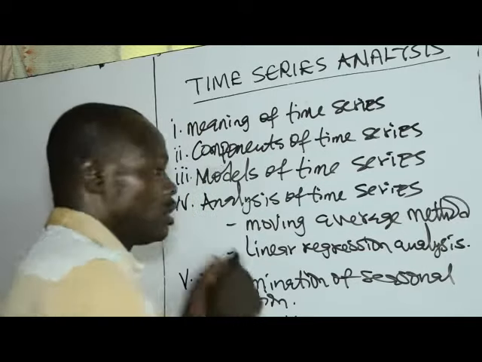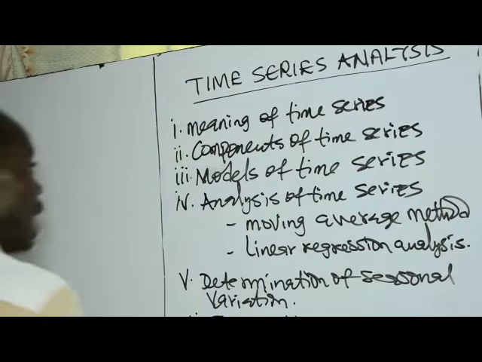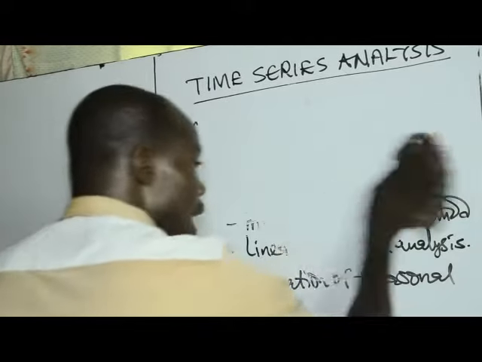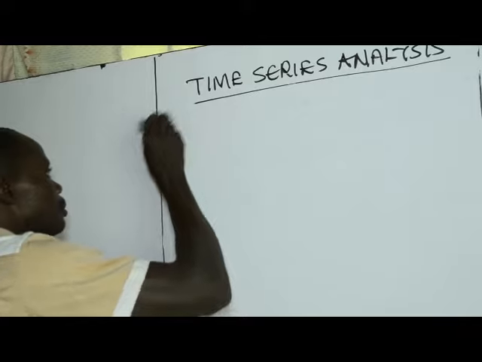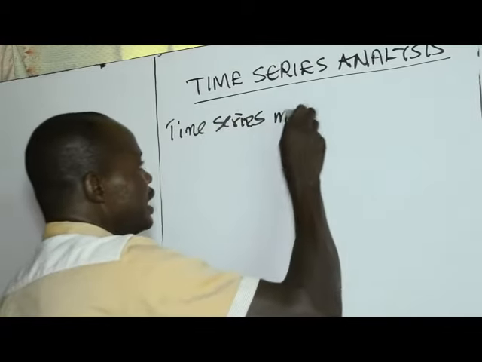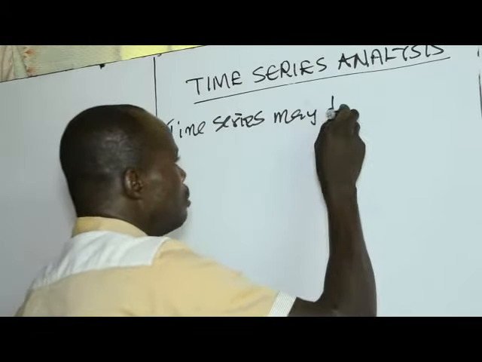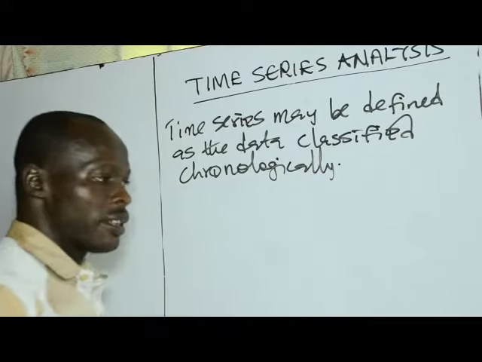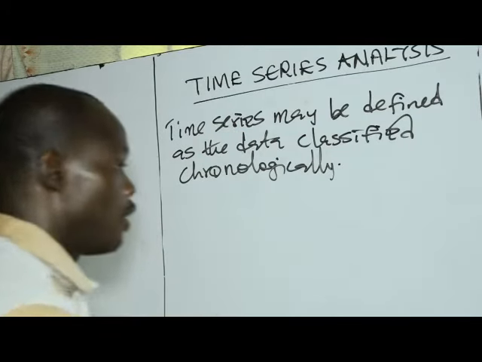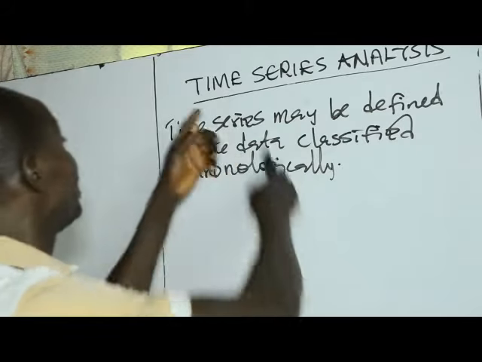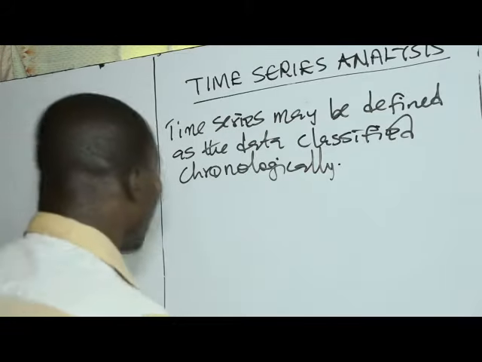What do we mean by time series? Time series may be defined as data classified chronologically. The data classified chronologically is said to be the time series. Time series is a record of data over a period of time.